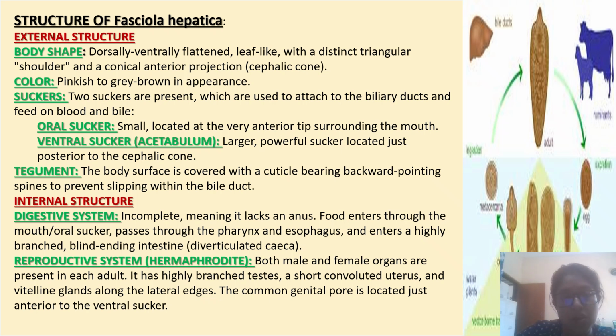Reproductive system. The reproductive system of this fluke is hermaphrodite. Both male and female organs are present in each adult. It has highly branched testes, a short convoluted uterus, and vitelline glands along the lateral edges. The common genital pore is located just anterior to the ventral sucker.